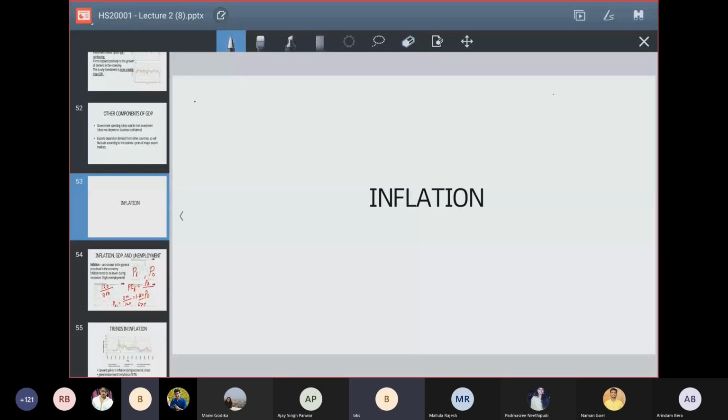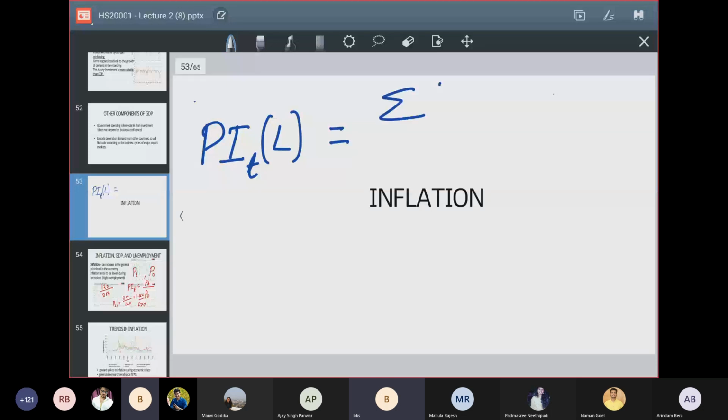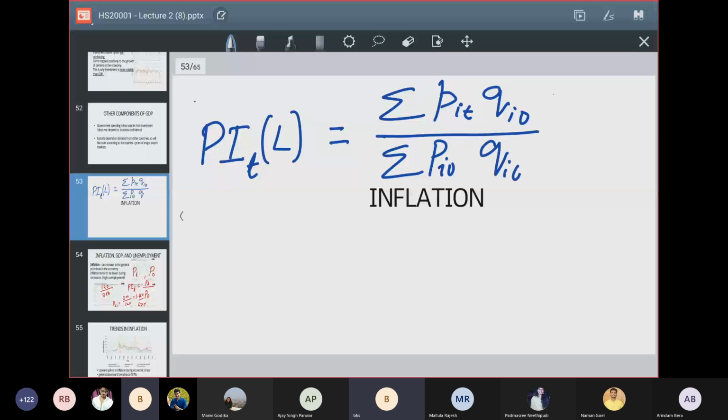So now your Laspeyres price index, which we are writing as PIT(L), is equal to the sum of PIT QI0 upon the sum of PI0 QI0. So this is your Laspeyres price index, where the weightage are the value share of the commodity in the base year. Any question?